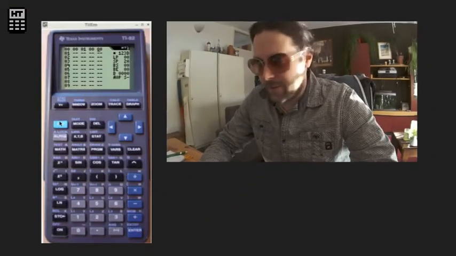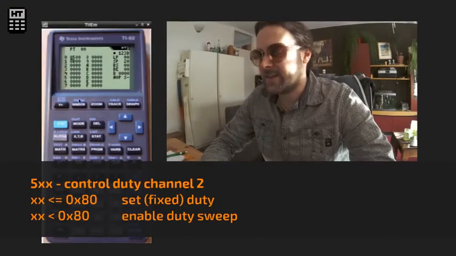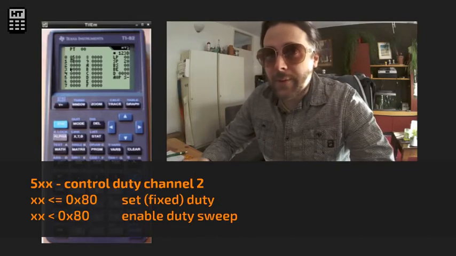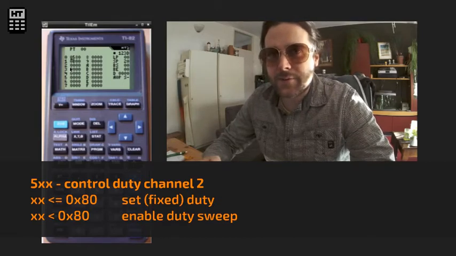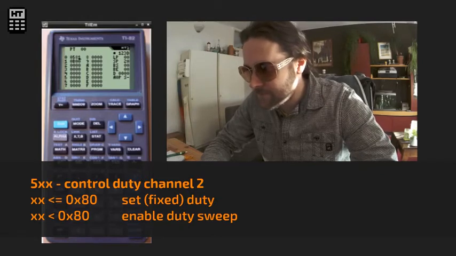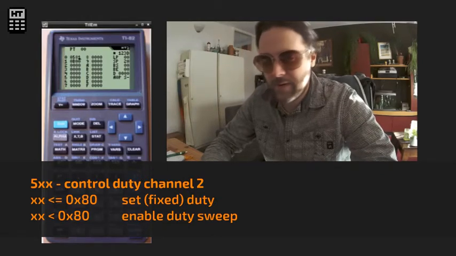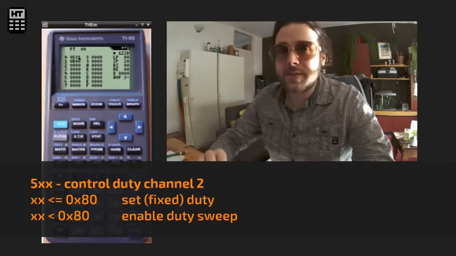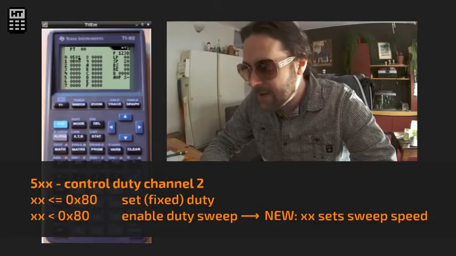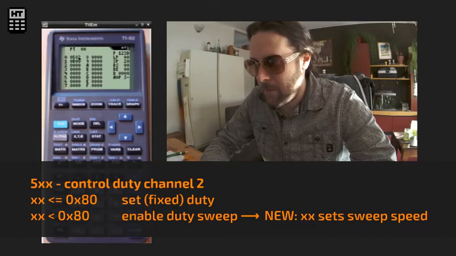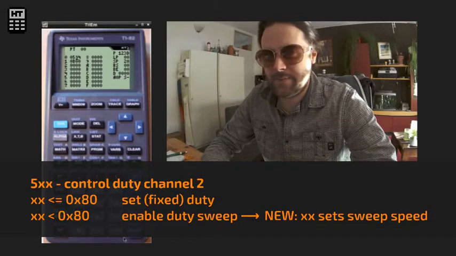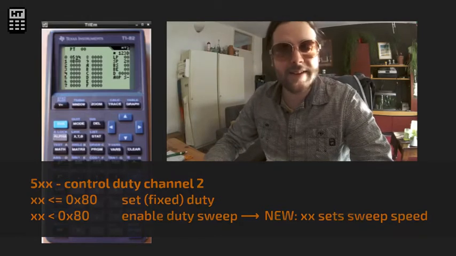Many of you will already be familiar with the 5xx command, which either sets the duty on channel 2, or it enables this sit-style kind of duty sweep, like so. Well, now you can actually set the speed of the sweep. And that sounds like that. Eventually it'll start to sound pretty bad, but anyway, there's that.